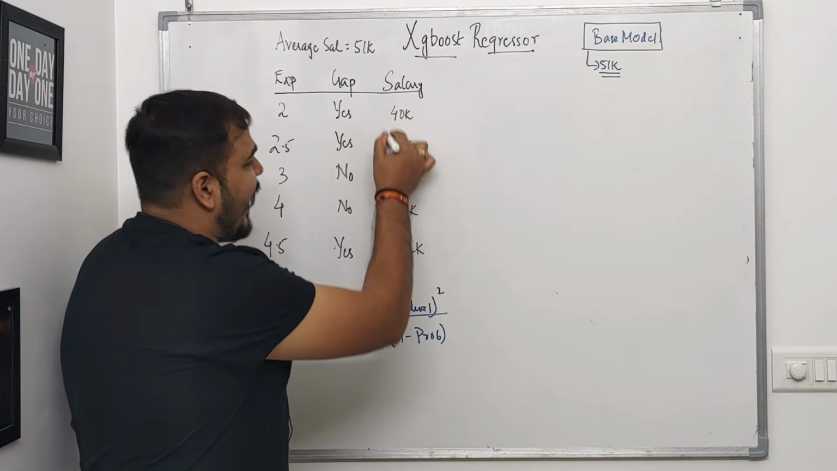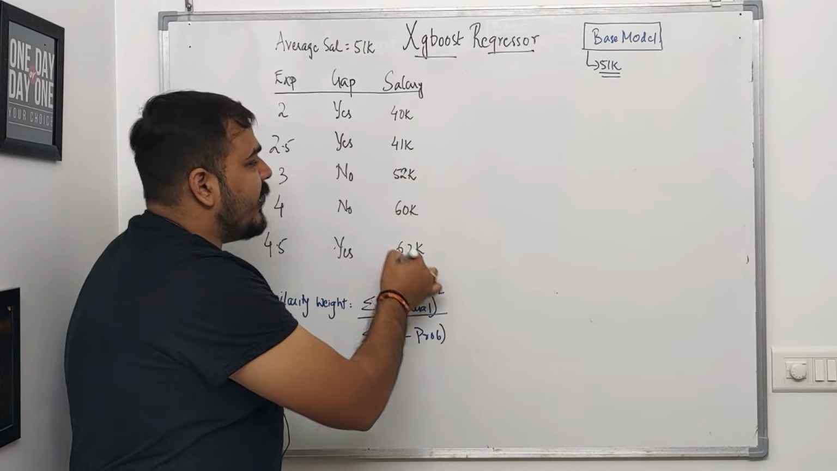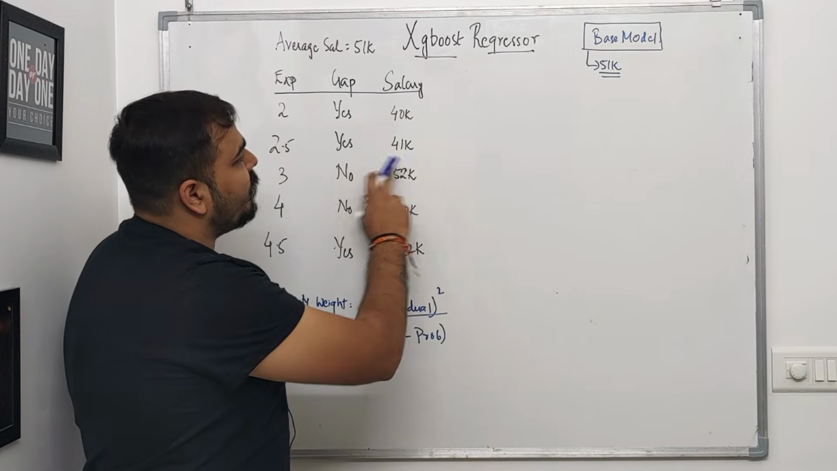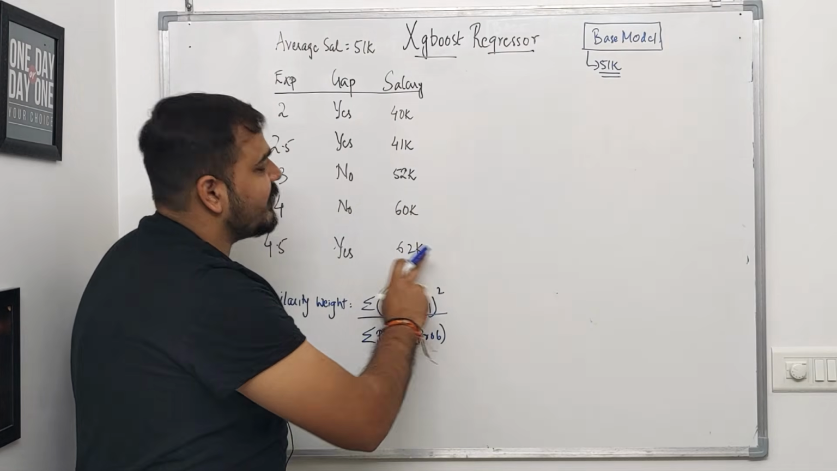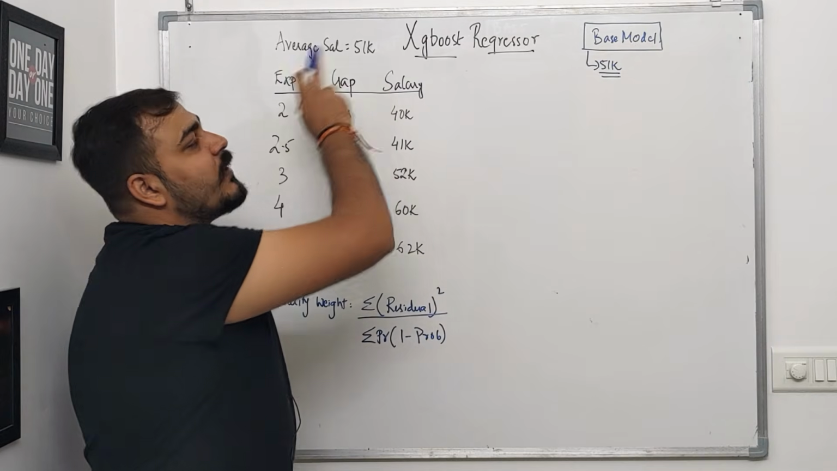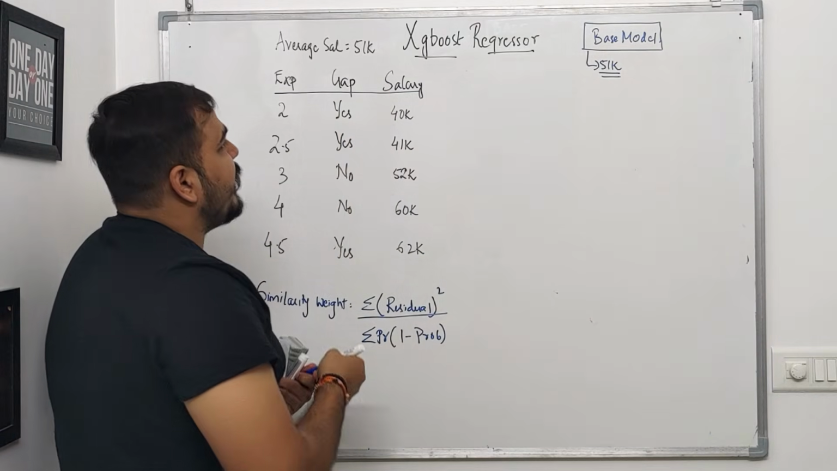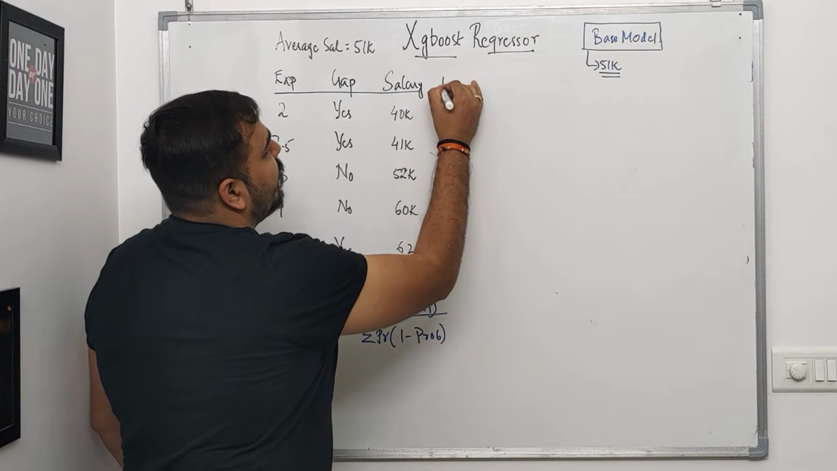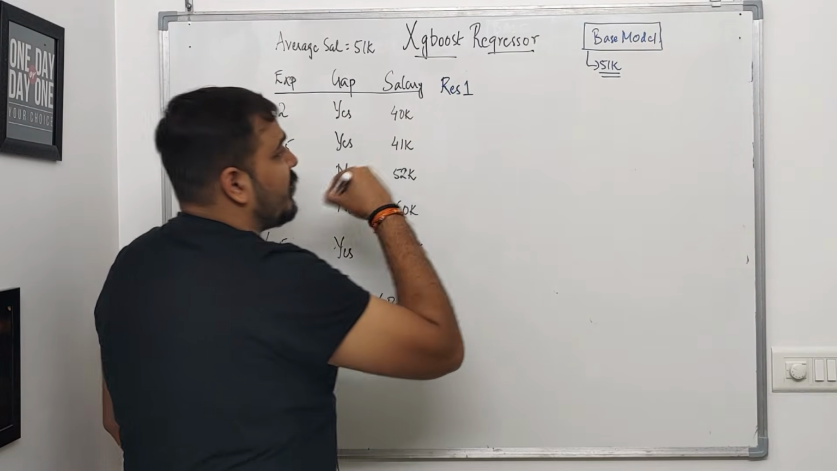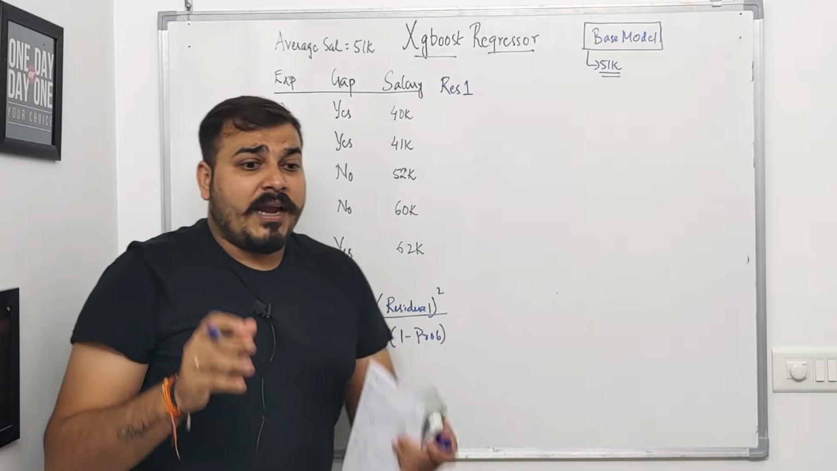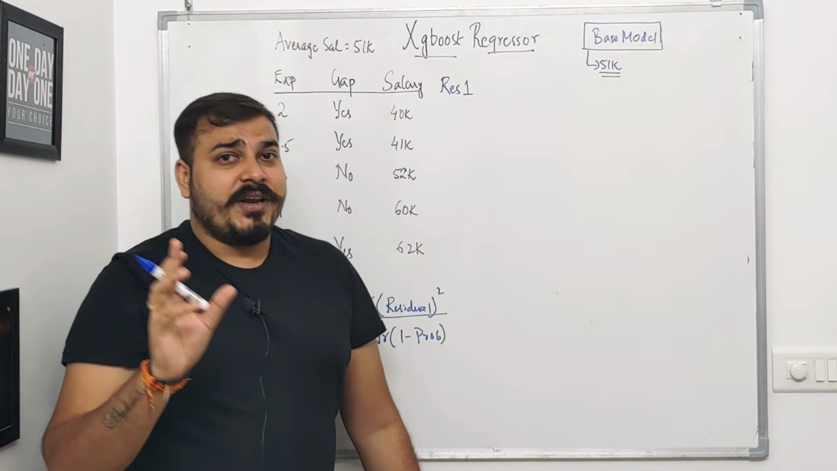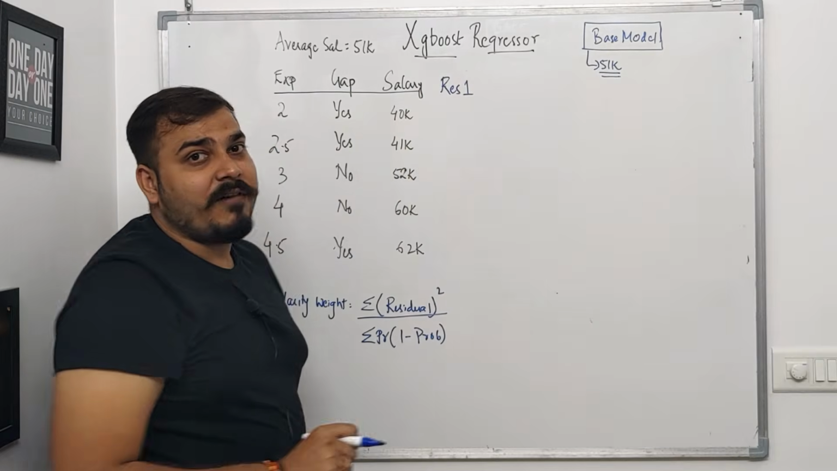What kind of output it will give? Based on the average salary, by default, the first base model will take the average of all the salary: 40k, 41k, 52k, 60k and 62k. If I calculate the average of this, the average salary will be somewhere around 51k. Then based on this 51k, I will try to find out the residual. This will be my residual 1 because I'm finding out the first residual. And whenever I talk about boosting techniques, guys, the decision tree gets trained based on these residual values.